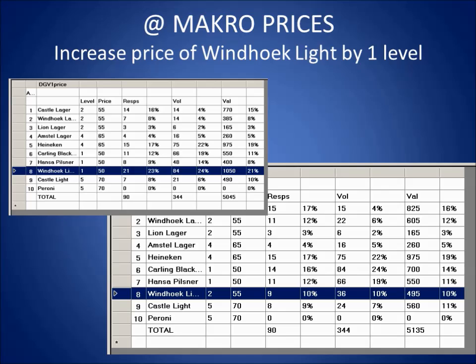Before you do that, you go to the ready reckoner and you see what happens. Well, if you increase Windhoek Light to the second level, in other words 55 Rand, your share of respondents goes down to 10% from the 23%. Incredible price elasticity that you're dealing with here. And your value now is equal to your volume and respondent share at 10%. So you're not losing, because you are getting a little bit of money out of your price increase, but you've gone from 21% of the value share down to 10%. Not a clever move.